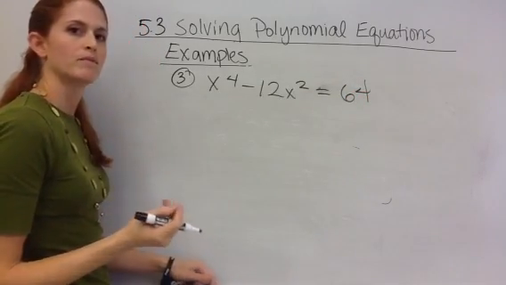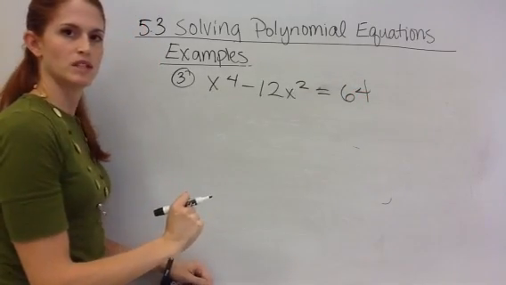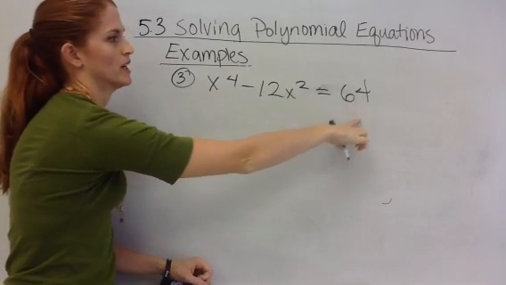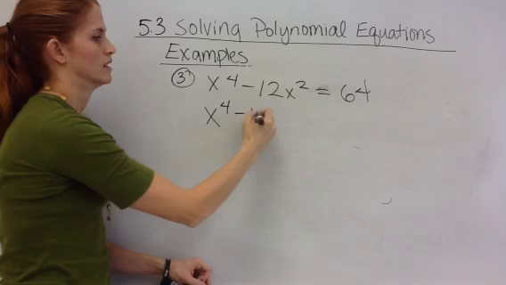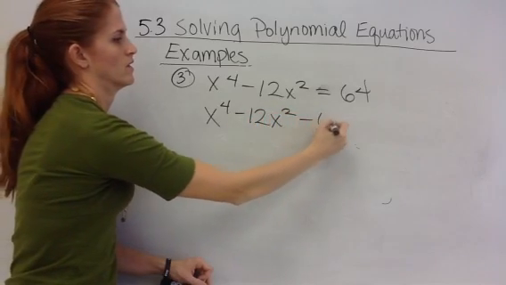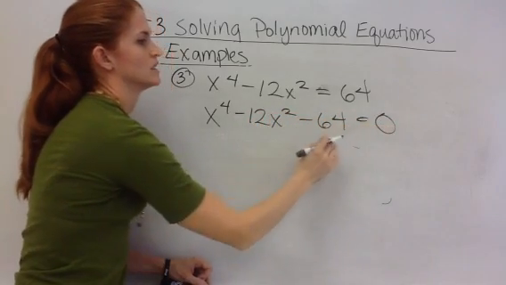For this one, what we want to do is, again, set it equal to 0. So I have to move the 64. I'm going to subtract 64 from both sides. And now it equals 0.